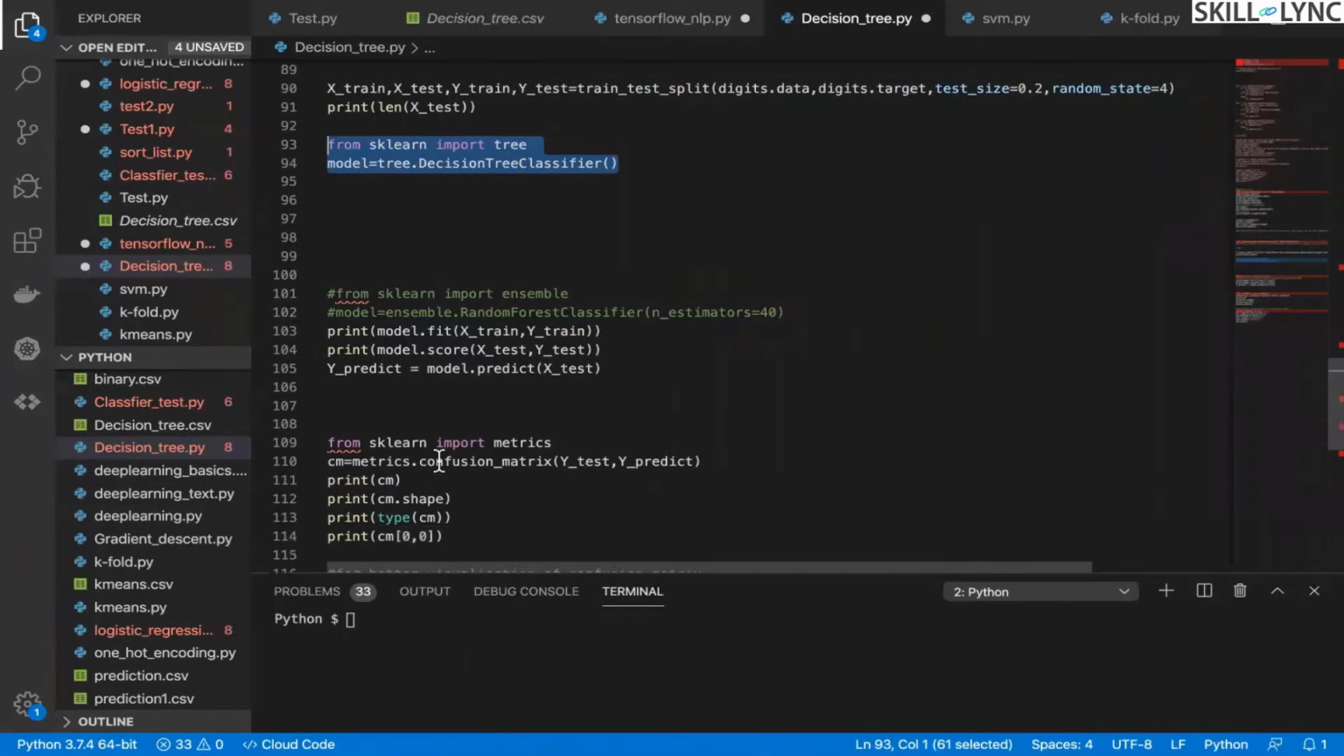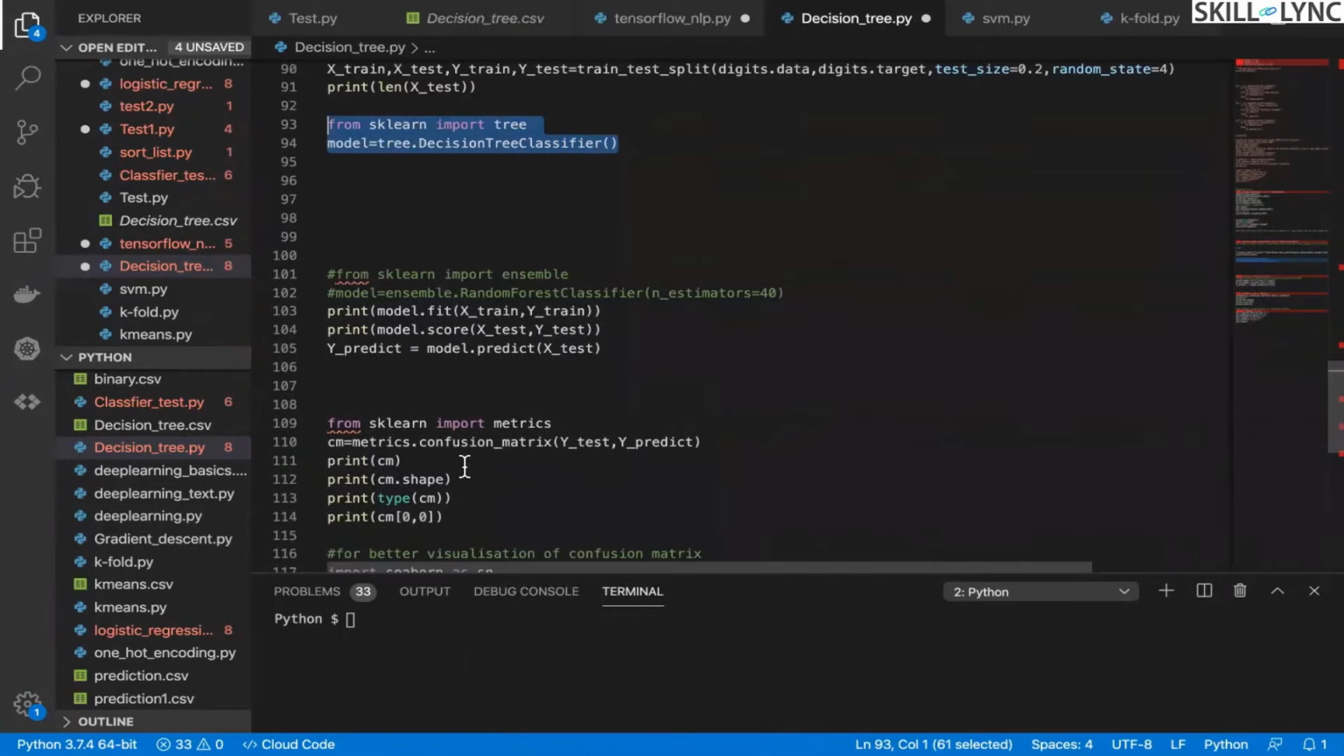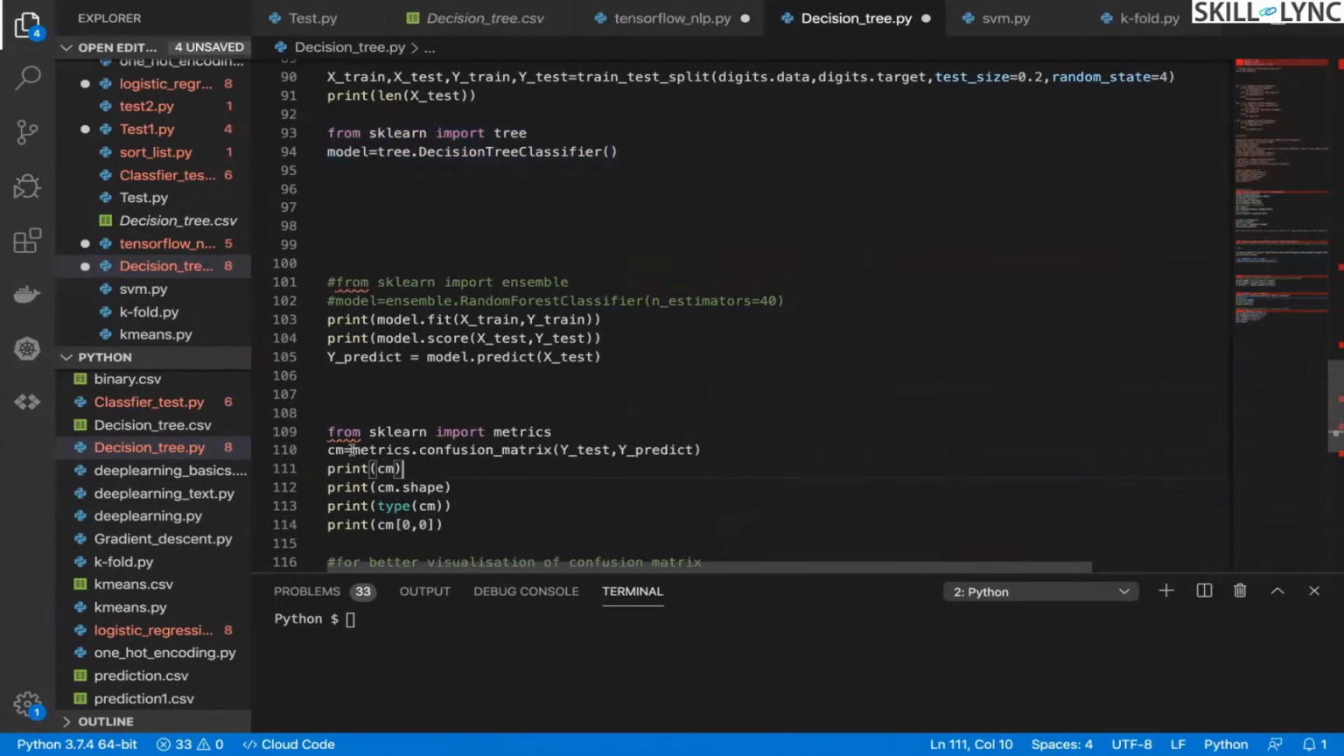If you want to visualize that, I think I've told you this also. You have to just write from Skill-Lync, you have to import matrix, and in matrix there is a function by name confusion matrix, and confusion matrix will be created on what? Actual output and the predicted output, right? And then you can print this variable which is CM, in which we have the confusion matrix. By this, we are predicting the accuracy of our model.